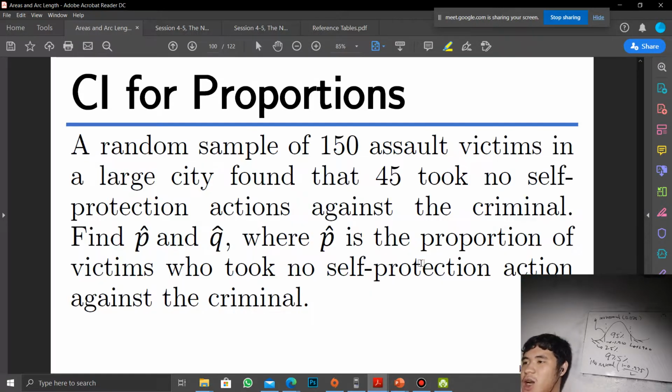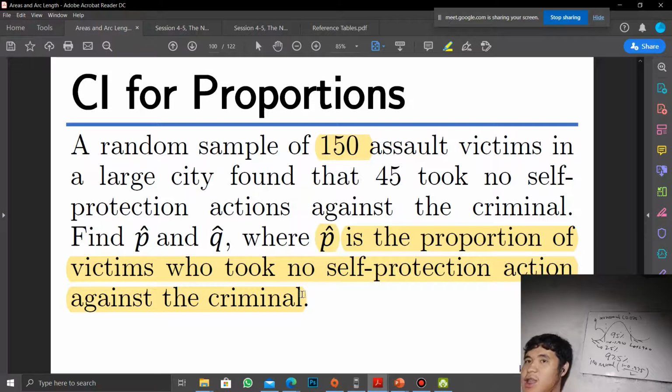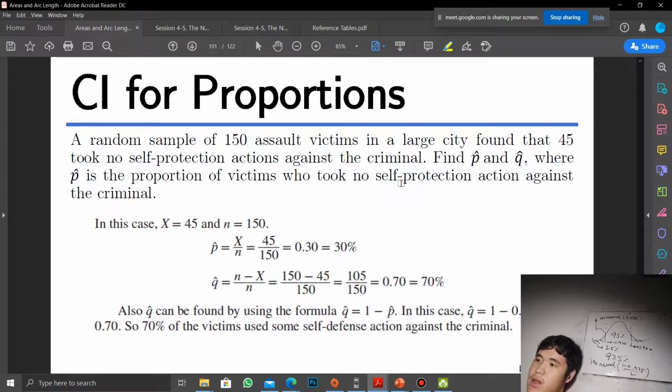Let's see. Let's try. 150 N. Find P hat and Q hat. P hat is the proportion of victims who took no self-protection action against the criminal. Yun. So, take P hat, it's 45 over 150. Yan. And ang Q hat is 1 minus that. You can write in decimals or fractions. There we go. That's the answer.